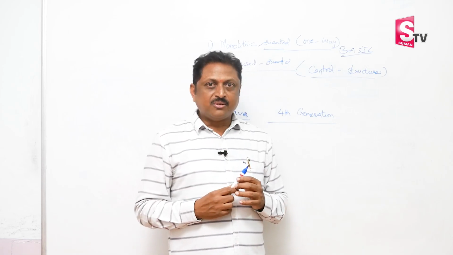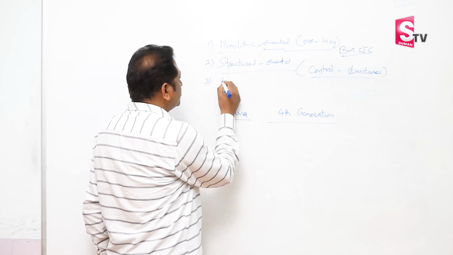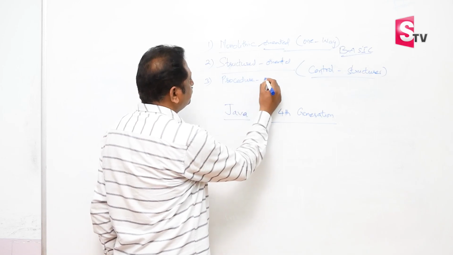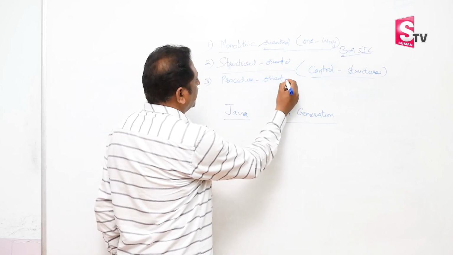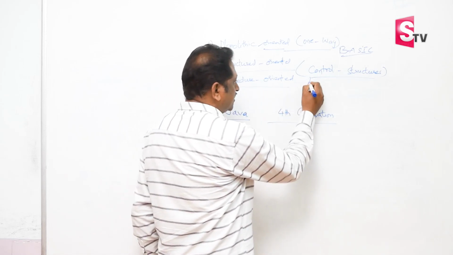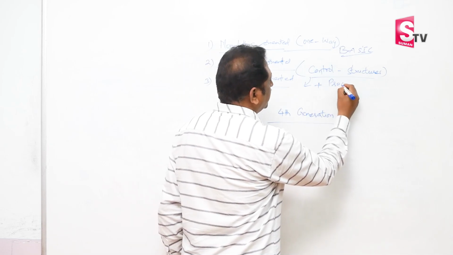So that type of programming languages are called procedure oriented languages. In this one, these control structures are there. Additionally, procedures are also introduced.